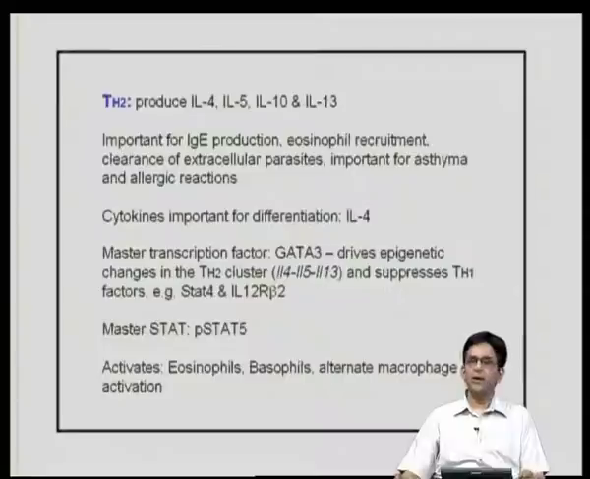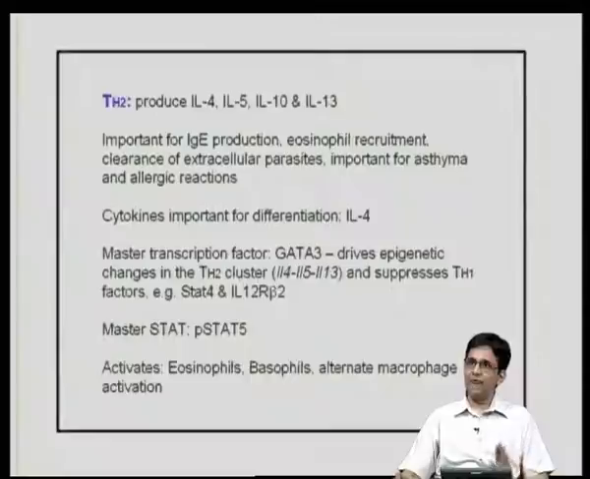Th2, on the other hand, produces IL-4, IL-5, IL-13. These are the most important ones. They are important in IgE production, eosinophil recruitment, and important for asthma and allergic reactions. So, clearly Th2 has a different set. The cytokine that is really important is IL-4. The master transcription factor in this case is GATA3. And over here there is a locus.